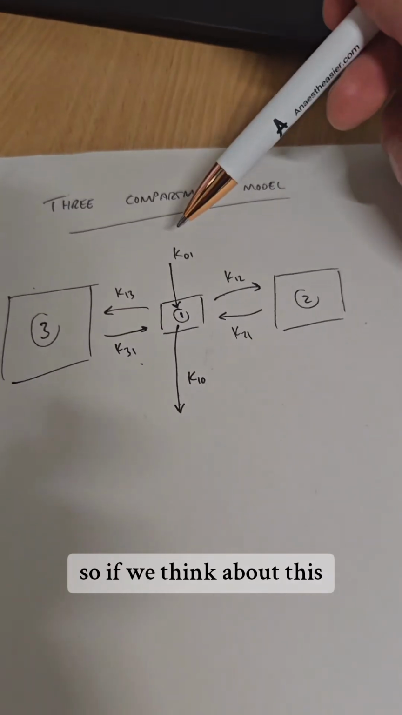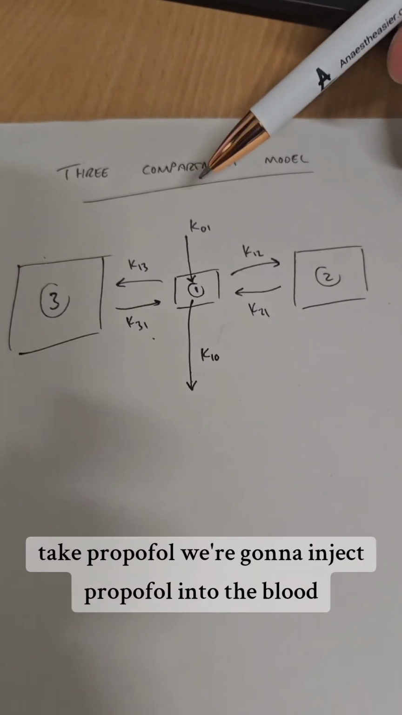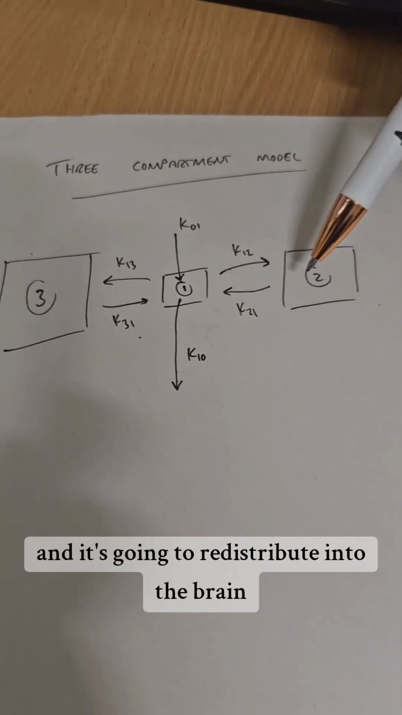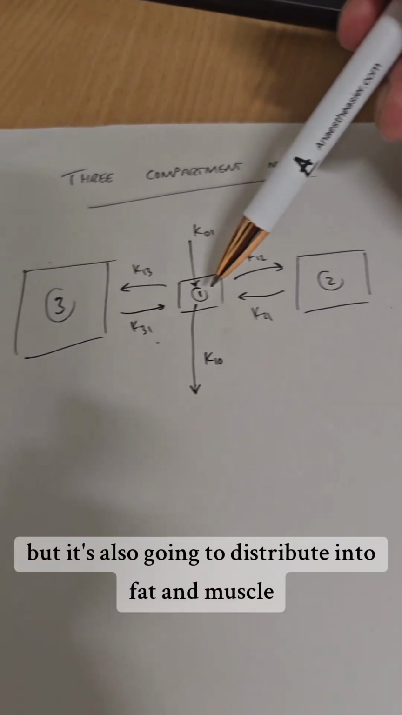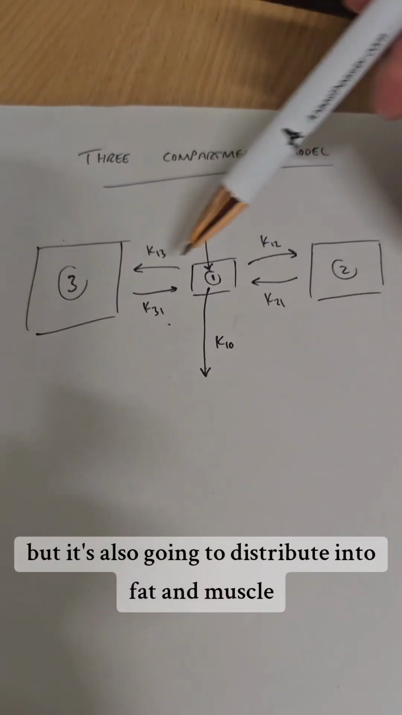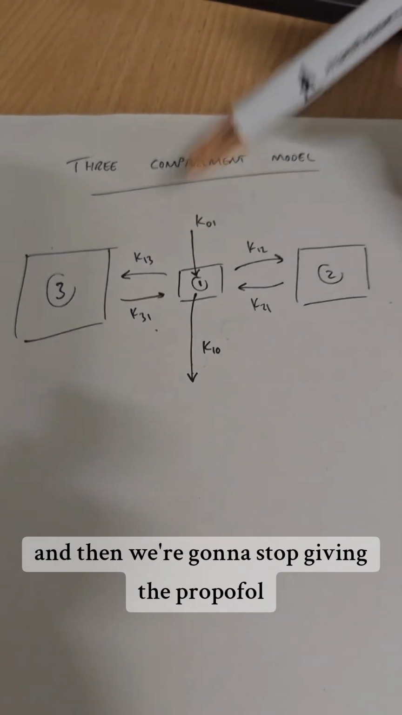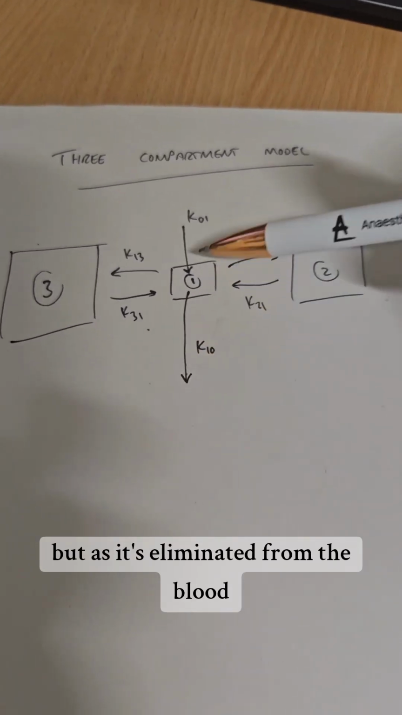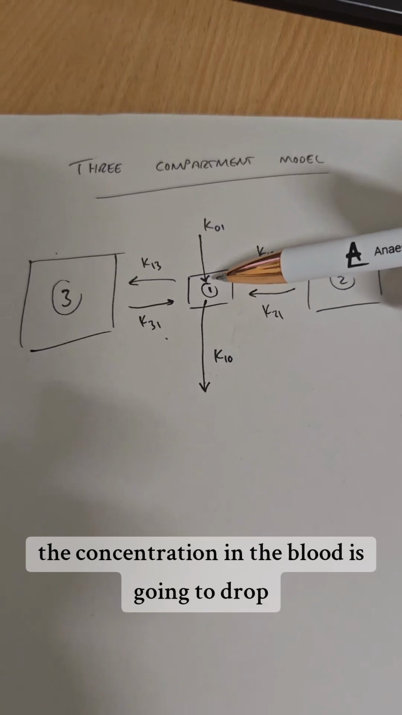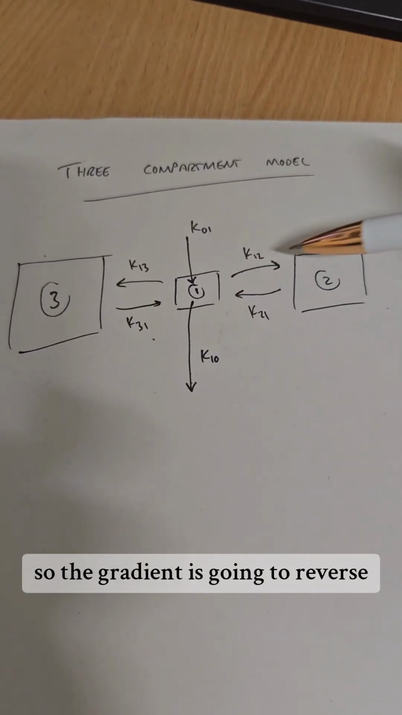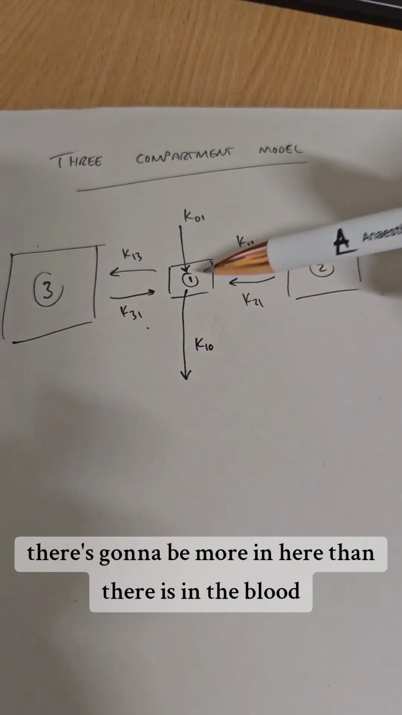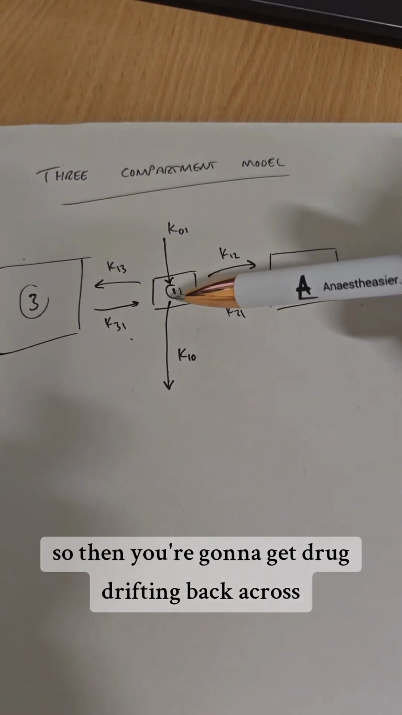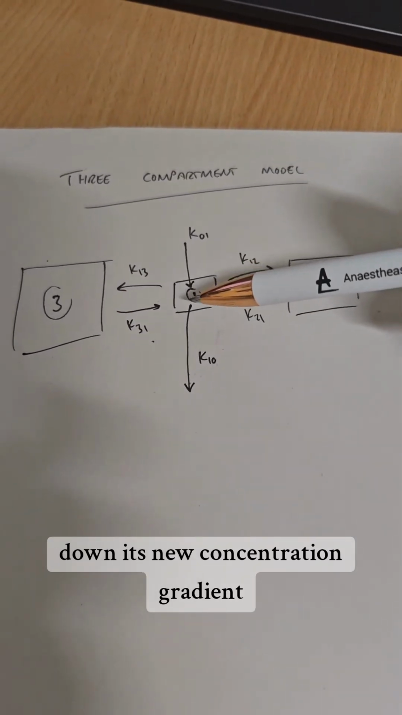So if we think about this, we're going to give, for example, propofol. We're going to inject propofol into the blood and it's going to redistribute into the brain where it gets our clinical effect, but it's also going to distribute into fat and muscle, and then we're going to stop giving the propofol and it's going to be eliminated from the blood. But as it's eliminated from the blood, the concentration in the blood is going to drop. So the gradient is going to reverse. There's going to be more in here than there is in the blood and more in here than there is in the blood. So then you're going to get drug drifting back across down its new concentration gradient.